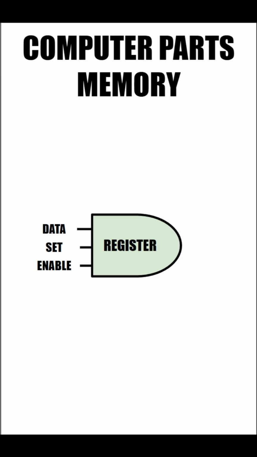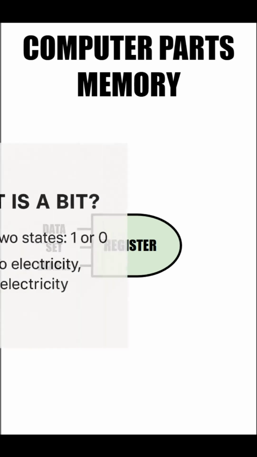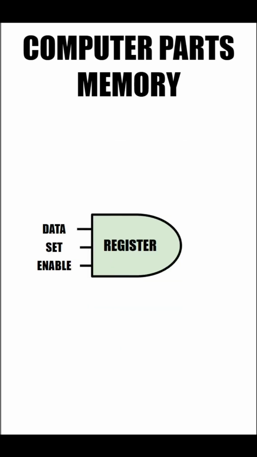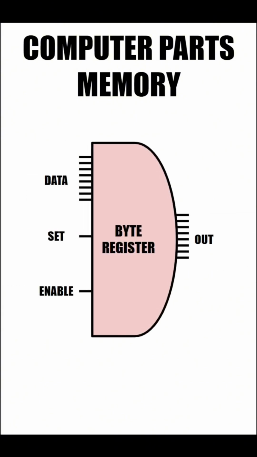But this register only stores one bit. Here's a refresher of what a bit is. And let's say that we wanted to store more bits, like say a byte. Well, all we would do is put the set and enable to 8 data inputs. So we would get something that looks like this. Well, that's simple computer memory, and I'll see you in the next one.